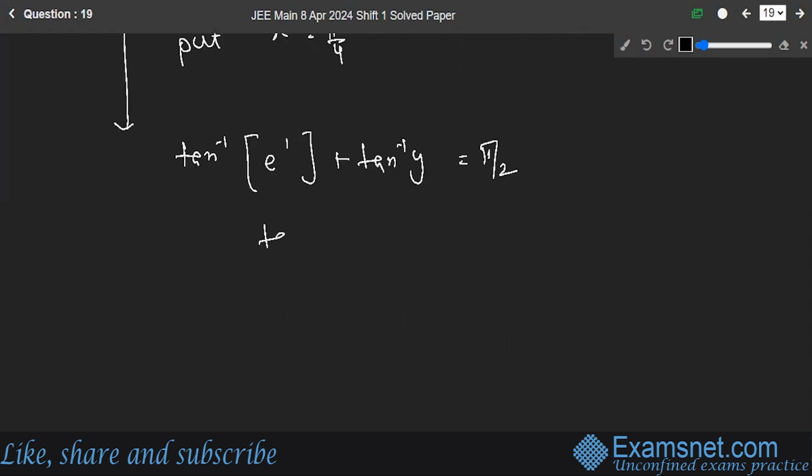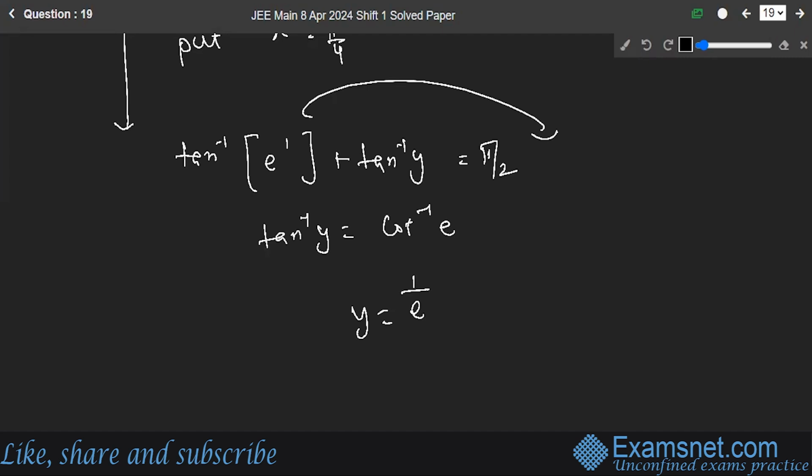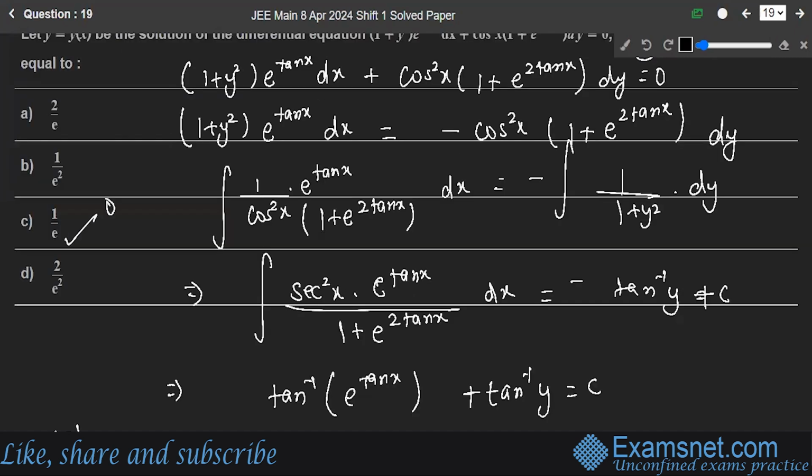So this becomes tangent inverse y is equal to, this will go on this side, and it will become cot inverse e. So from here you will have y is equal to 1 by e. So option C is the correct answer to the question. Hope you got that. Let's move to the next question.